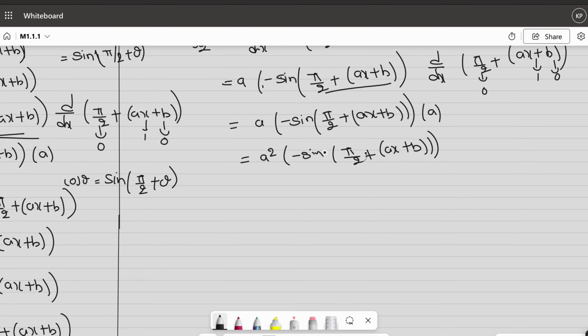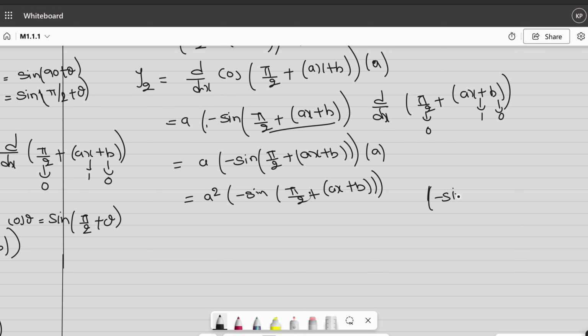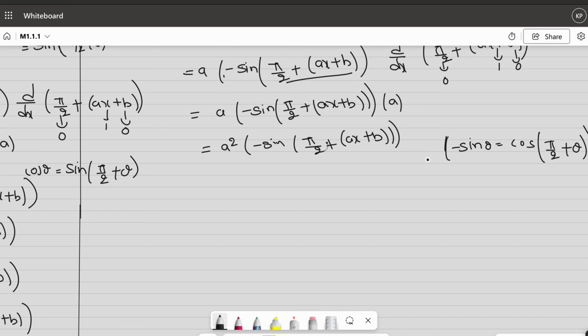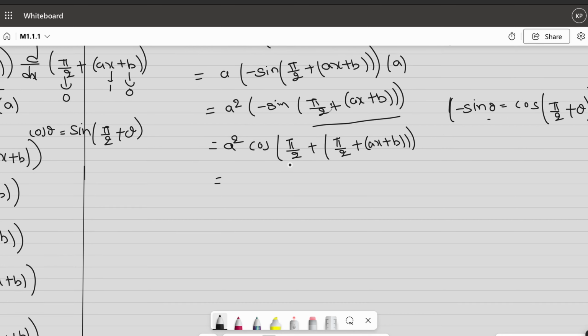We know that this derivative is not in the cos form, so we have to again convert it with the similar formula, that is minus sin theta is equal to cos of pi by 2 plus theta. With the help of this formula, by considering this theta as pi by 2 plus ax plus b, we will write it again as a square into cos of pi by 2 plus ax plus b. So now adding this pi by 2 and pi by 2, it will become 2 pi by 2, a square into cos of 2 pi by 2 plus ax plus b.